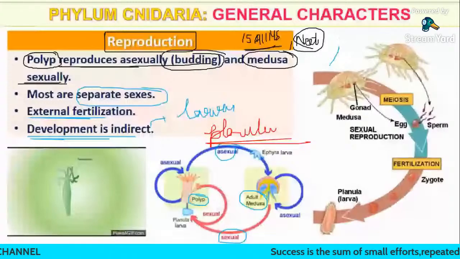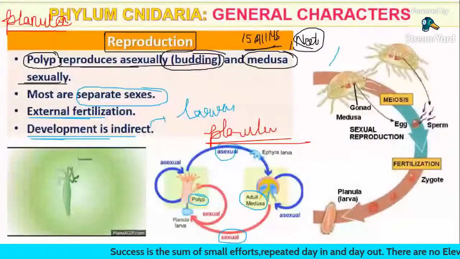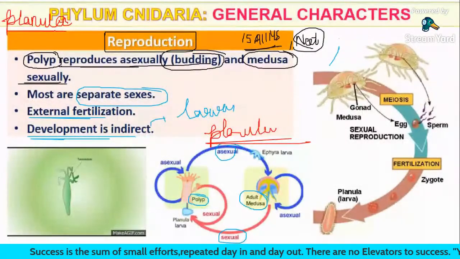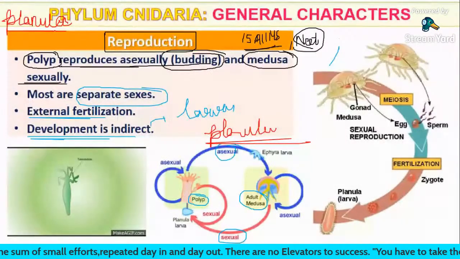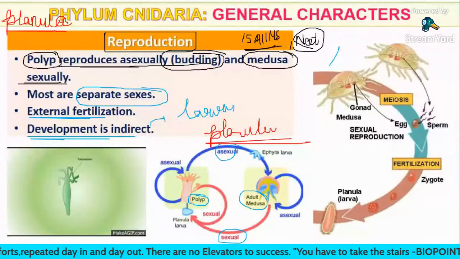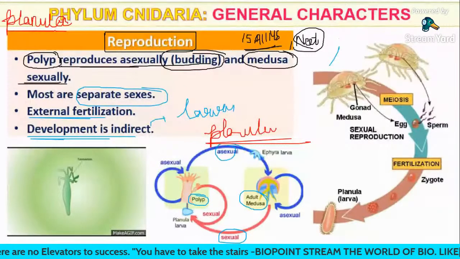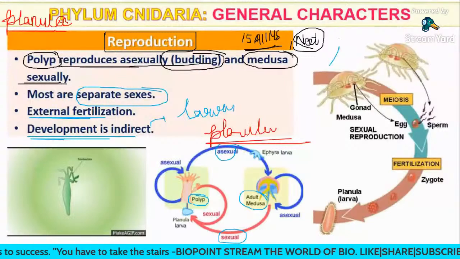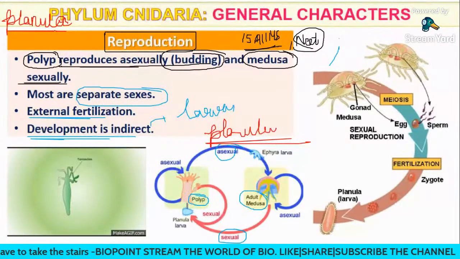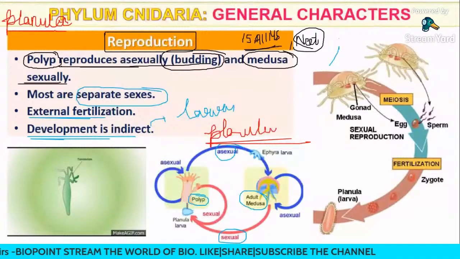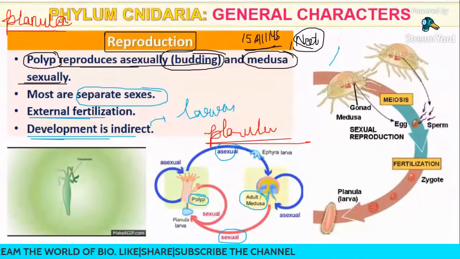In most of the organisms, the sexes are separate, external fertilization is seen, and development is indirect. What is indirect development? Last class I told you, development is by larva formation. And what is the larva of Cnidaria called? Planula.